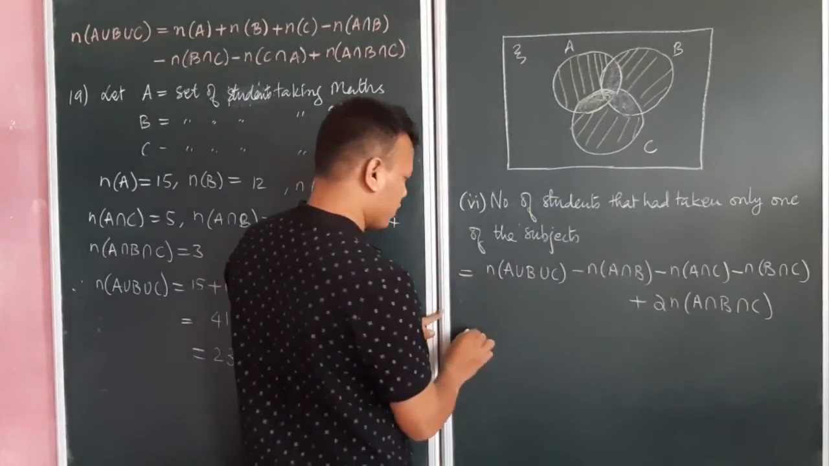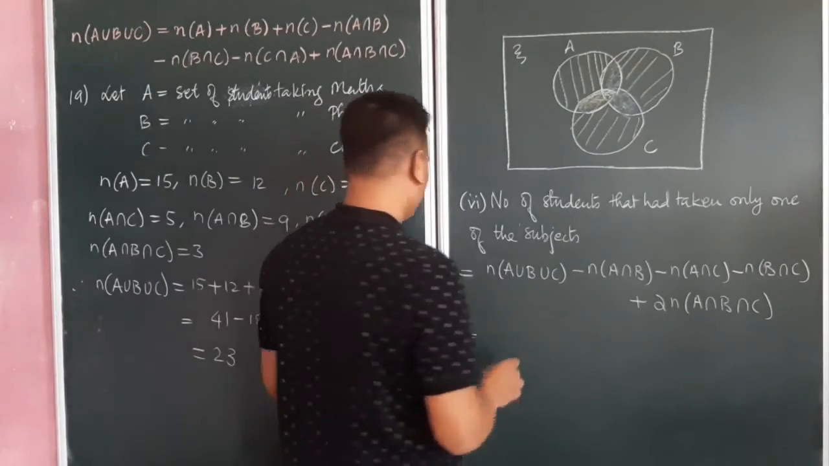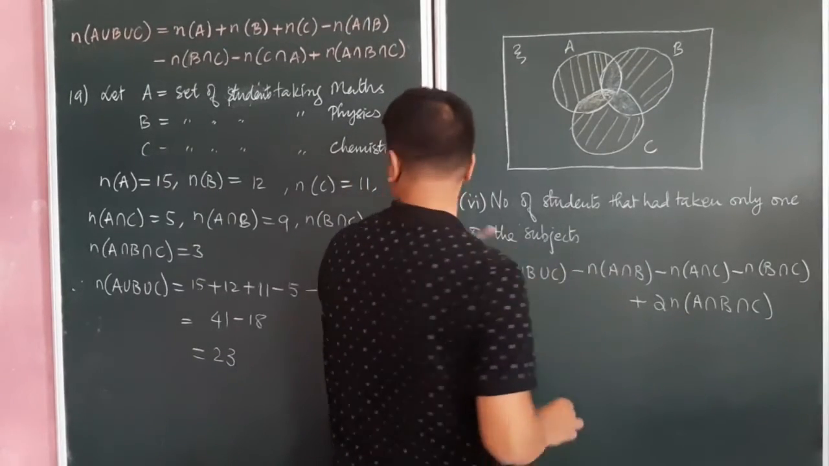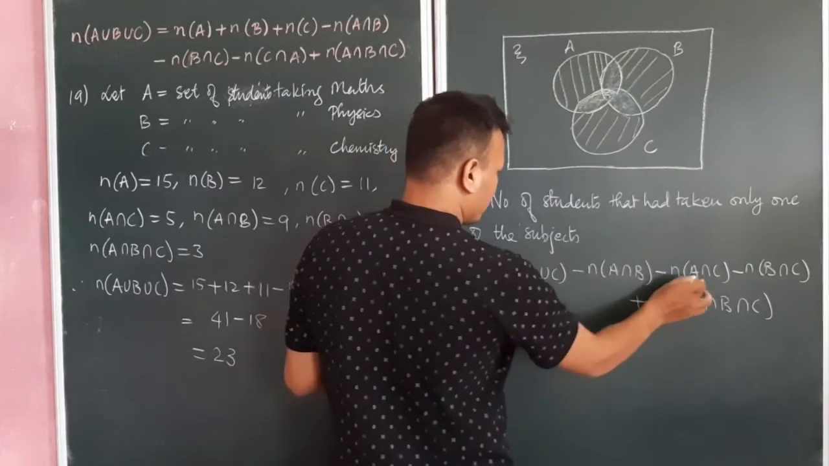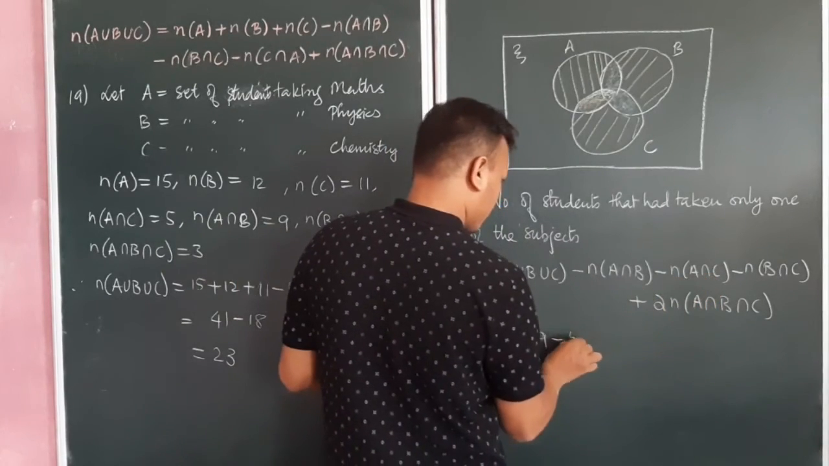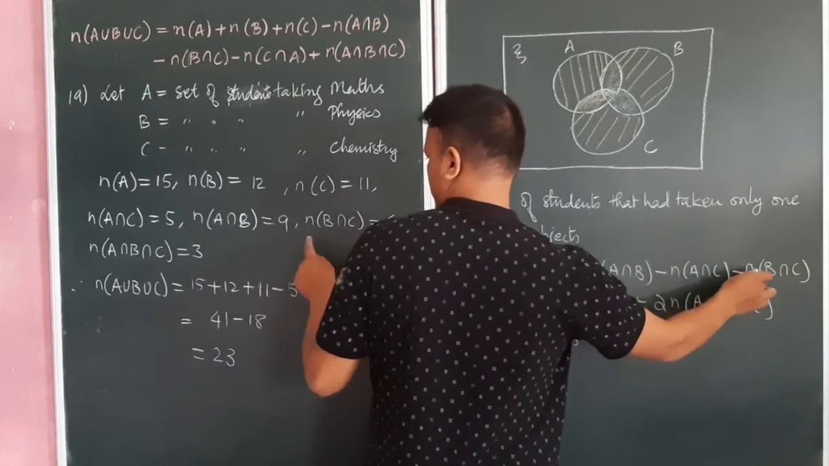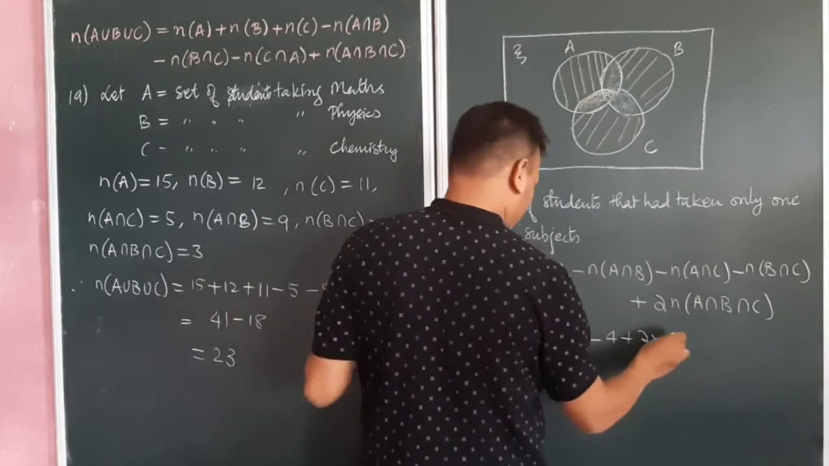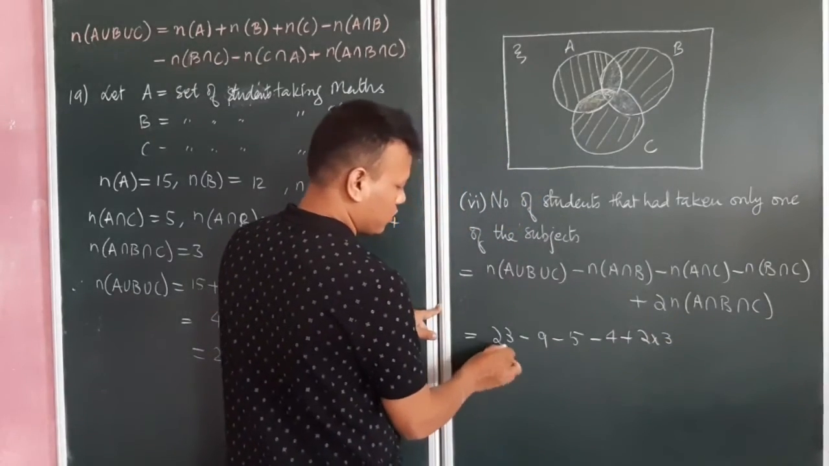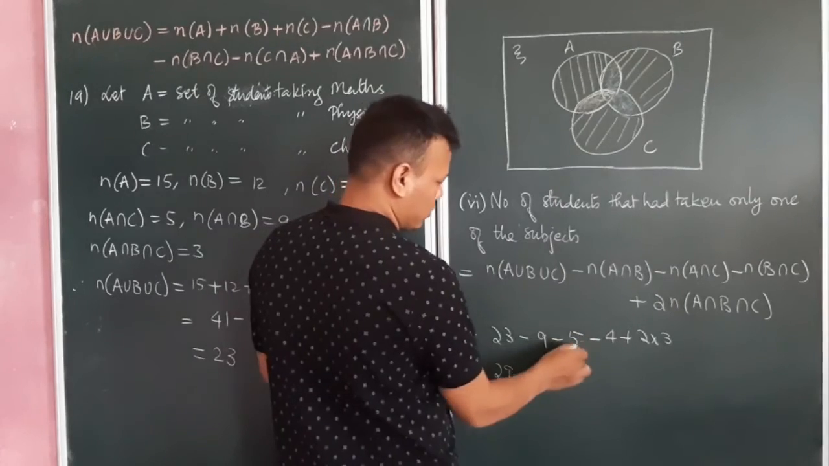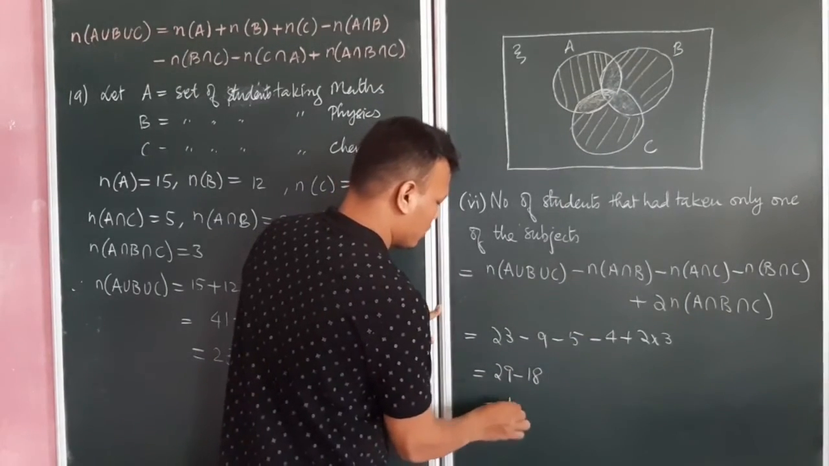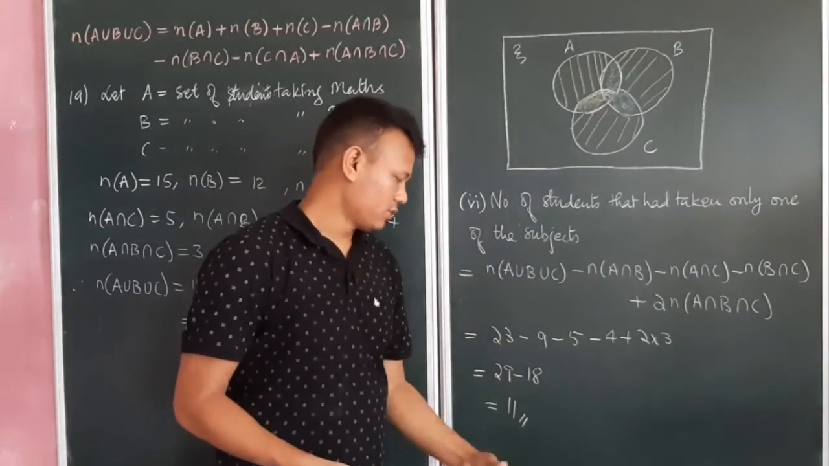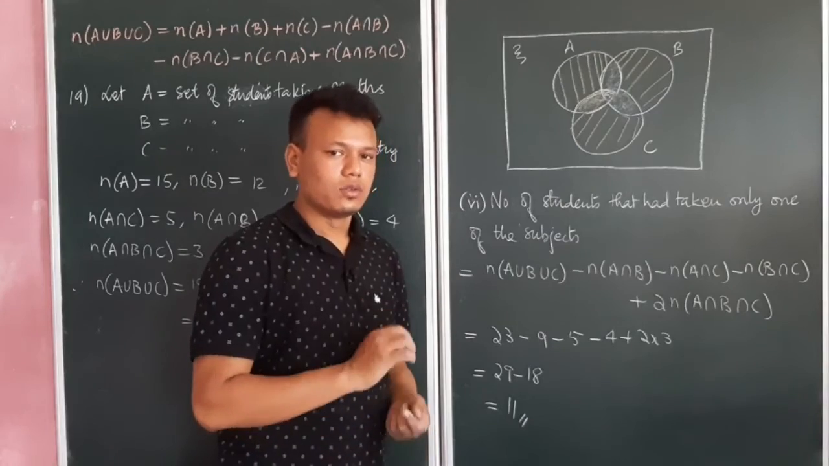So n of A union B union C is given to be 23, minus this which is 9, minus this which is 5, minus B intersection C which is given to be 4, plus 2 times this which is given to be 3. So this is 6, plus 29, minus 18, so the difference turns out to be 11. That means the number of students who had taken only one subject, or exactly one subject, is 11. Pause the video and note it down.